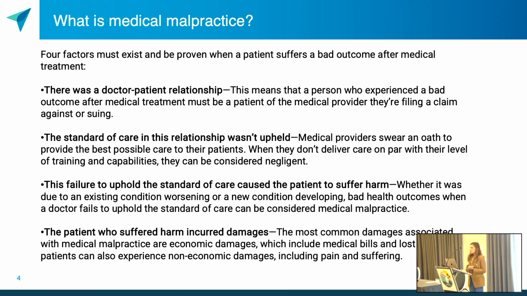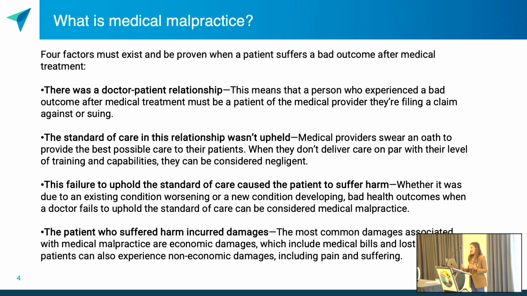So there can be an adverse event, but not necessarily medical malpractice. So there are various factors that must be proven in a medical malpractice claim. The 4 factors that must exist and be proven include that there was a doctor-patient relationship, that the standard of care in the relationship was not upheld, that this failure to uphold the standard of care resulted in patient harm, and that the patient harm resulted in damages.